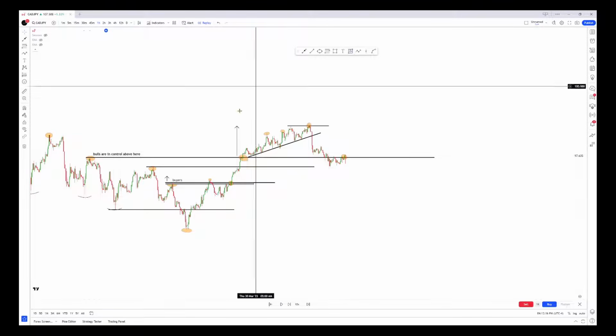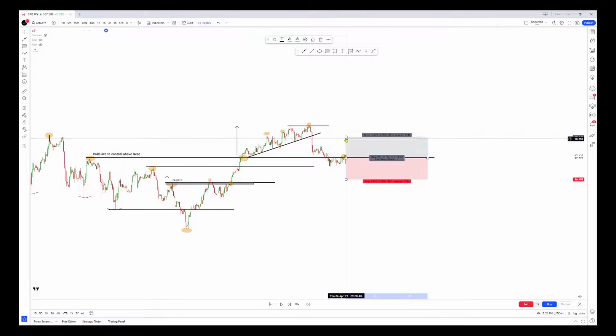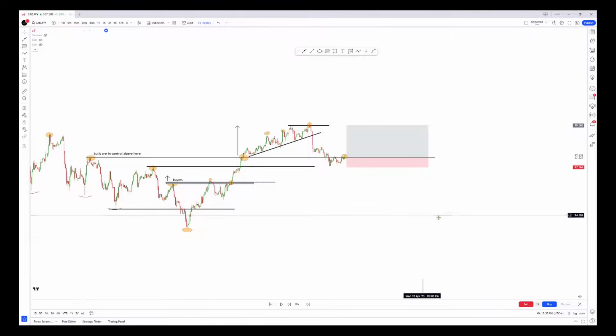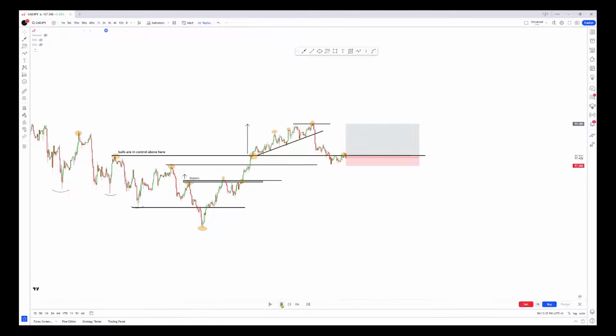So we're going to take another position, because we know that every time price breaks above here, it's going to go up to here. And we're going to put our stop loss below the previous lows. And we're going to see it go to TP.